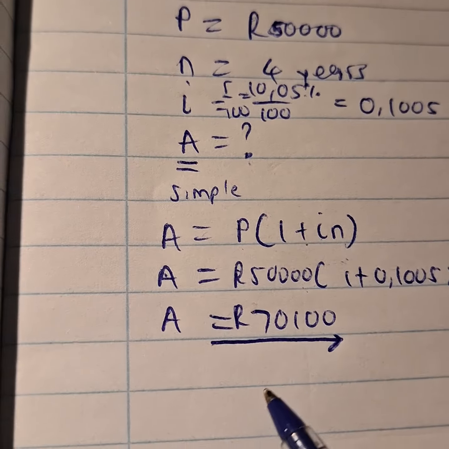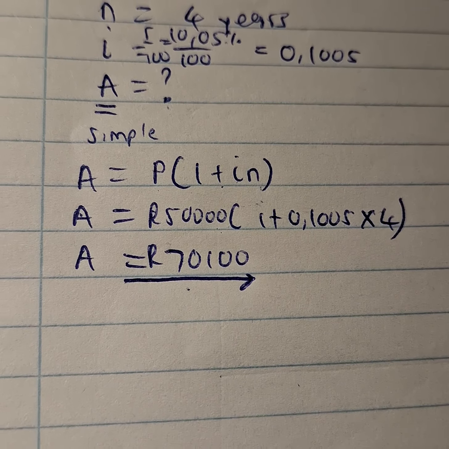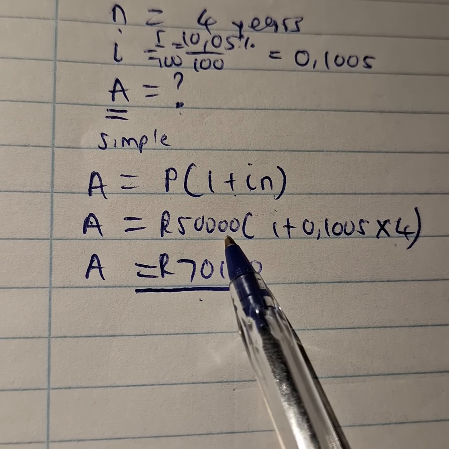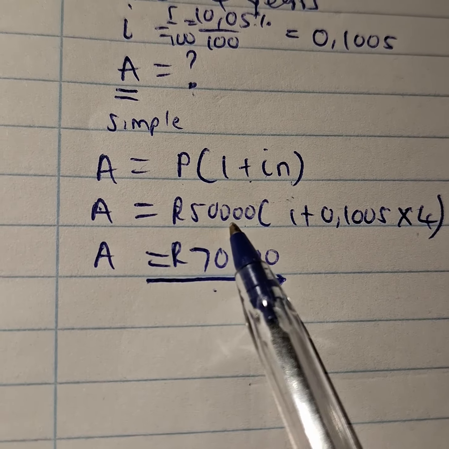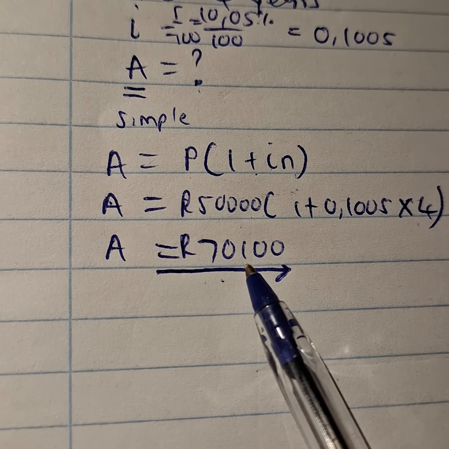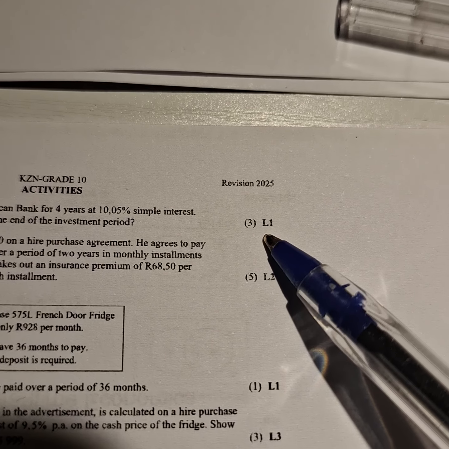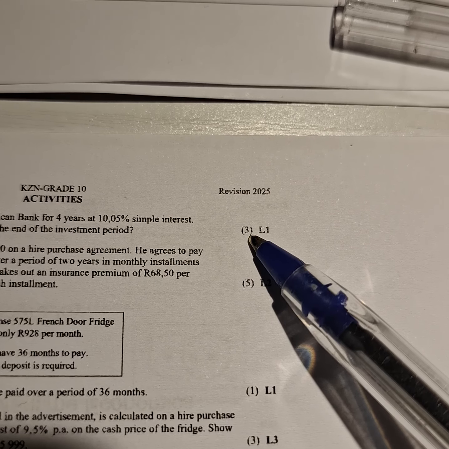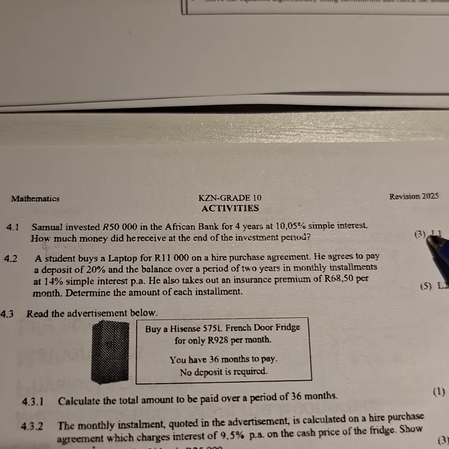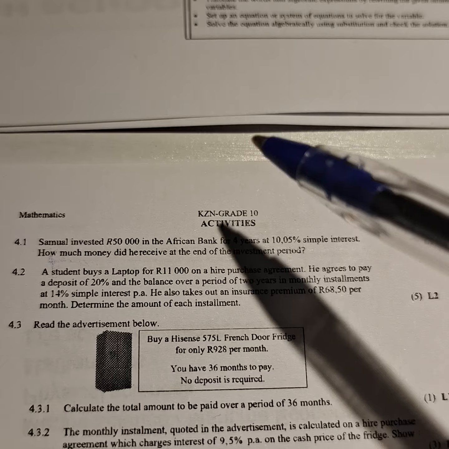So there we have it, guys. The answer is 70,100. So after 4 years, having invested 50,000 rand, what I get is 70,100 rand. And that basically is the first question that was asked. It's a level 1 question. How many marks? It's 3 marks. So yeah, it's a fairly good amount that we were able to get.